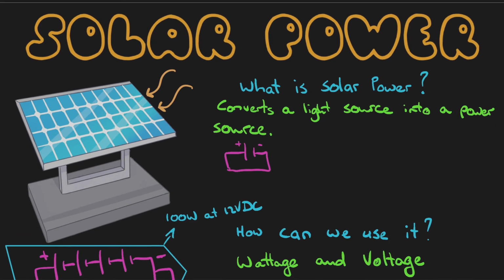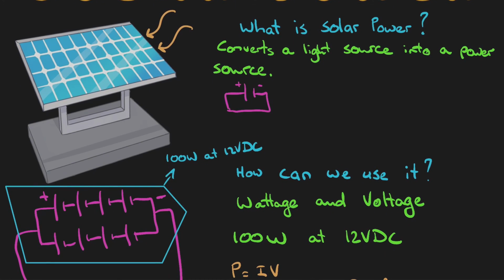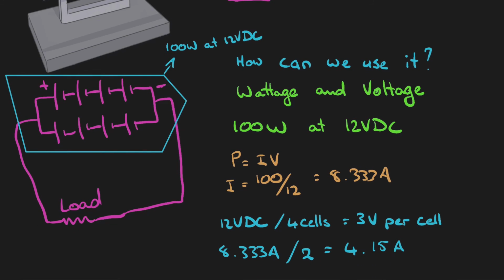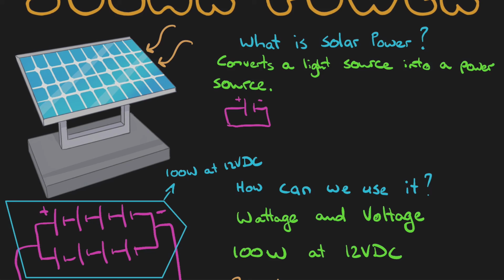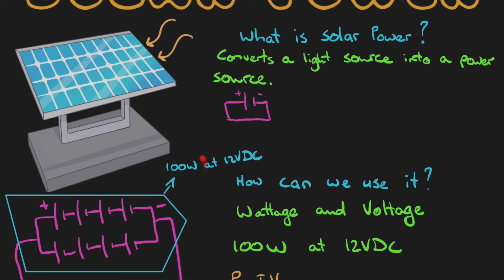And then we moved on to solar power. What can we use DC power for? And that is solar power. And we talked about that it's the same as a battery. It converts a light source into a power source. And then how can we use it? Well, if you join up all of these cells together, you're going to get an output.